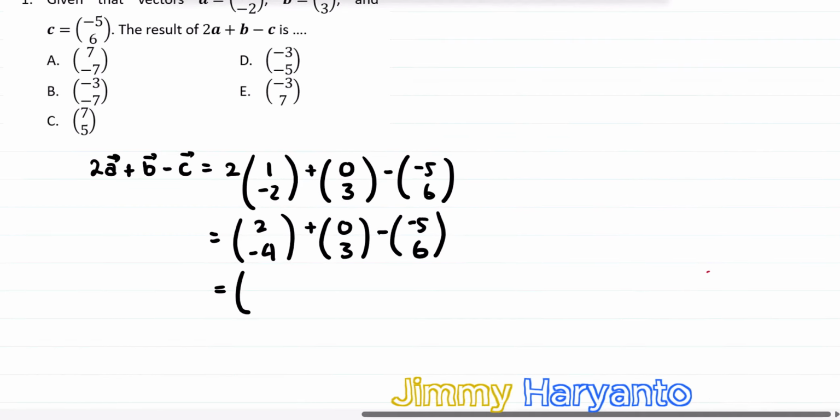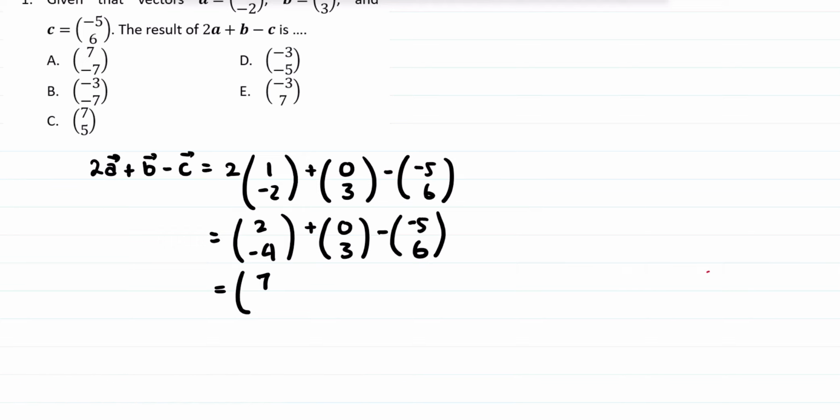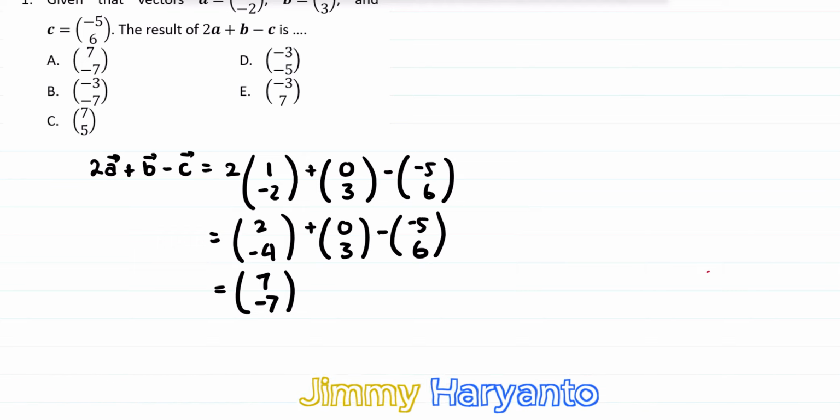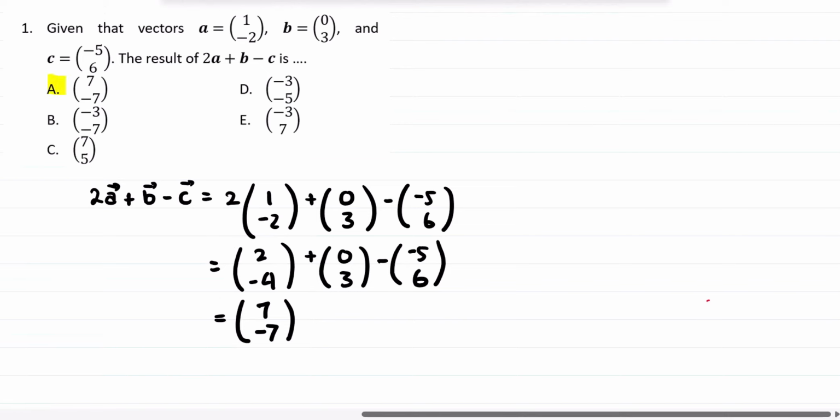for each of the components. 2 plus 0 plus 5 equals 7, and then negative 4 plus 3 is negative 1, negative 1 minus 6 equals negative 7. So (7, -7), which is A.